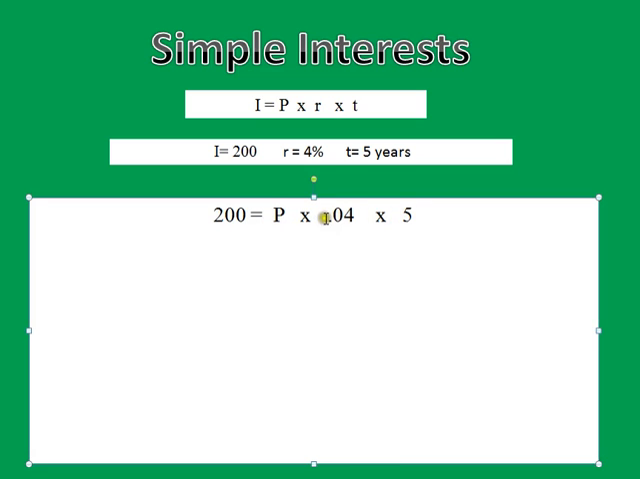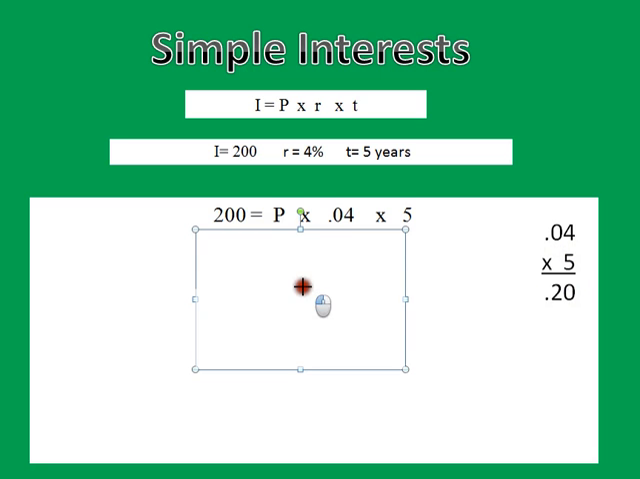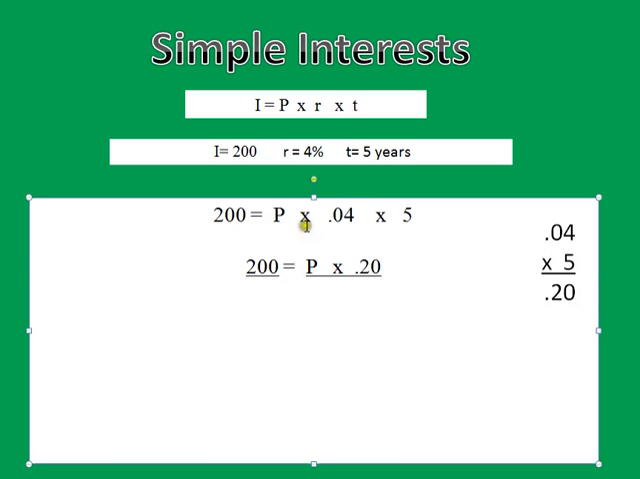I'm going to multiply these two numbers first. So if I come over here, I know that 0.04 times 5. 5 times 4 is 20. Then I have to move the decimal over twice. Okay. So that leaves me with 200 equals P times, and when I multiplied these two together over here, 0.20.